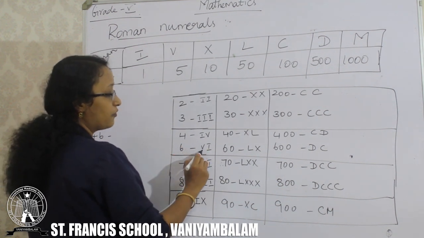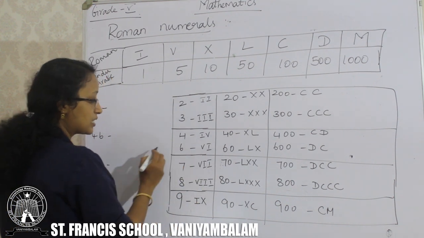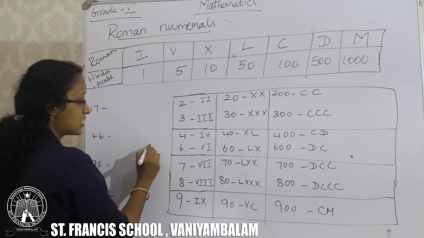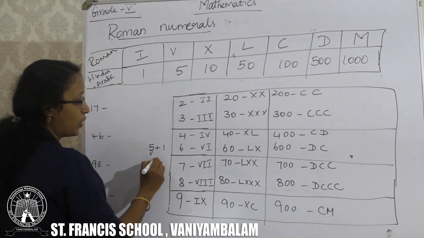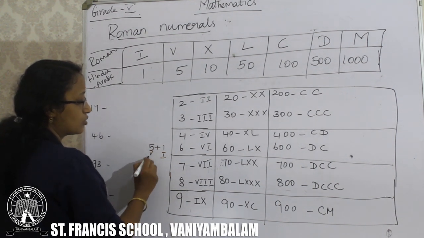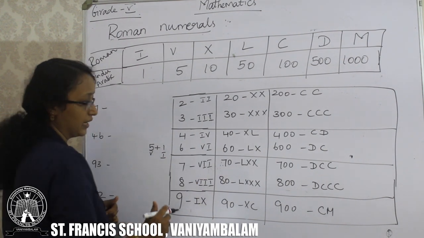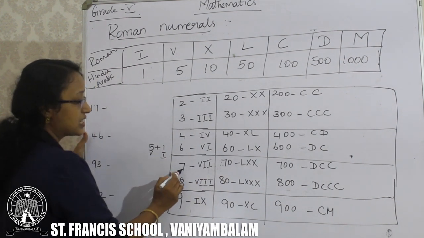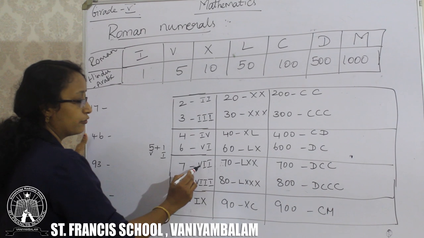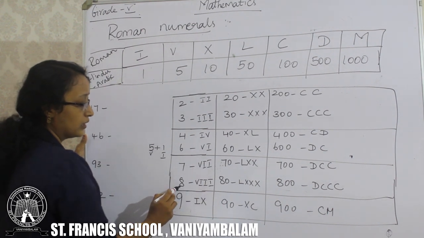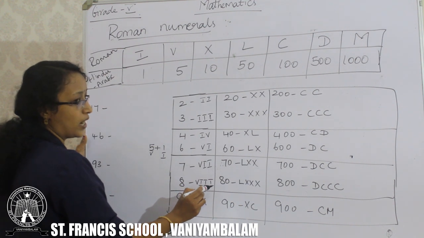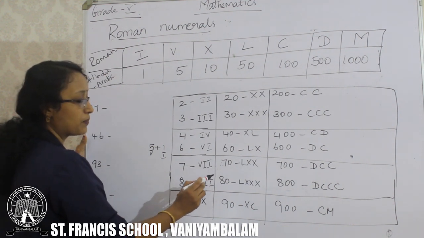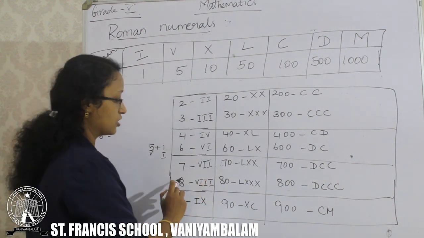For 6, V, I. For 6, V, I means, for 6, you can write 5 plus 1. Here 5 is V and 1 is I. So, join together V, I. Right? Okay. 7, V, I, I, 5 plus 1 plus 1. Here 8, 5 plus 1 plus 1 plus 1. That means 5 plus 1 plus 1 plus 1 is 8.